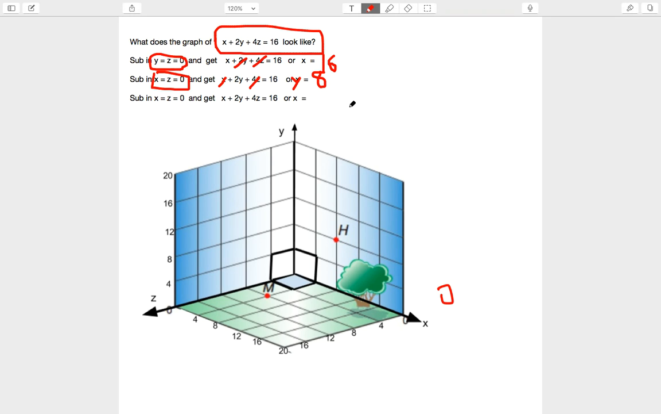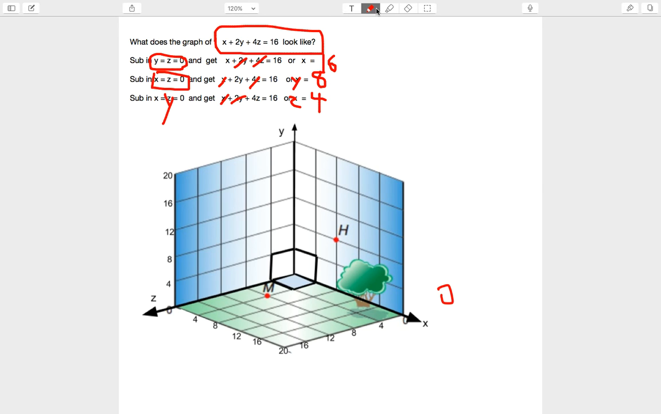And lastly, let x and y be 0. So I'm going to let x and y be 0. So that's gone, and 2 times 0 is 0. 4z equals 16, or z would equal 4. Well, let's take a look at what this looks like then.